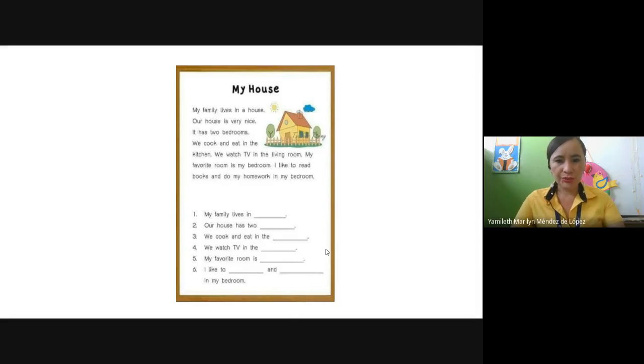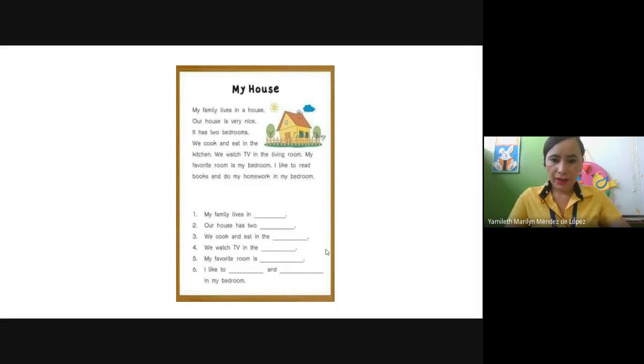1, 2, 3. My house. My family lives in a house. Our house is very nice. It has 2 bedrooms. We cook and eat in the kitchen. We watch TV in the living room. My favorite room is my bedroom. I like to read books and do my homework in my bedroom.